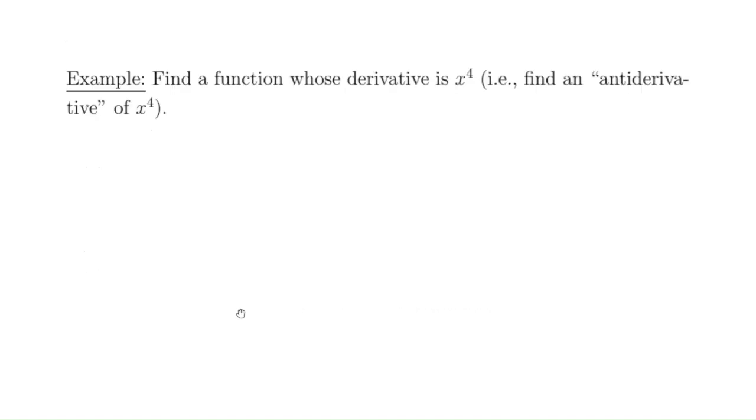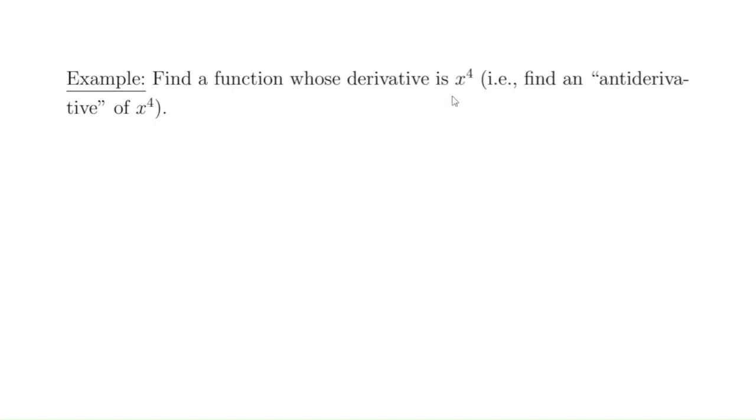So let's begin with an example. Find a function whose derivative is x to the fourth. Now, I'm not asking what's the derivative of x to the fourth, right? That would be 4x cubed. I'm asking to find a function whose derivative is x to the fourth. So I'm asking for the antiderivative of x to the fourth. So we want to find a function where if we take the derivative of it, we get x to the fourth. So how can we do that?